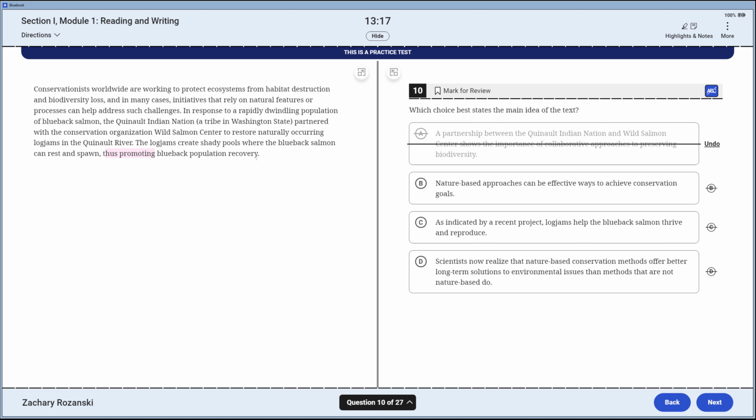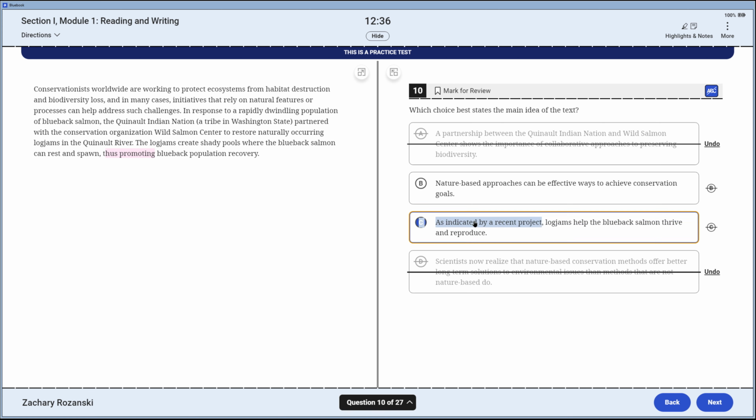As indicated by a recent project, logjams help the blueback salmon thrive and reproduce. That one seems to be chill. It engages with the thus promoting recovery. Scientists now realize that nature-based methods offer better long-term solutions to environmental problems than methods that are not nature-based. This seems to show some sort of conflict that I don't see present there. These all seem okay. I'm going to go back a sentence. In response to the rapidly dwindling population of blueback salmon, partnered with the naturally occurring logjams in the river. I don't like this, but it's tough on this one, as indicated by a recent project.